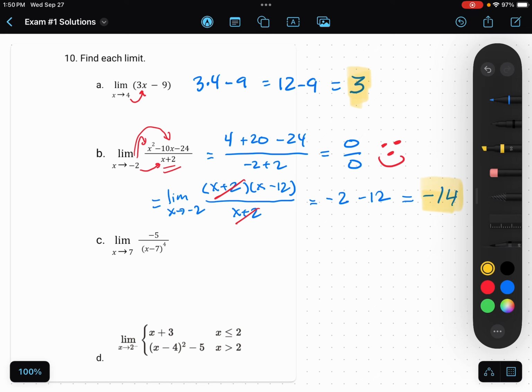So good work if you did the substitution, but you have to interpret that 0 over 0 as an indicator that there's more math to do, and we'll usually get an answer for those.